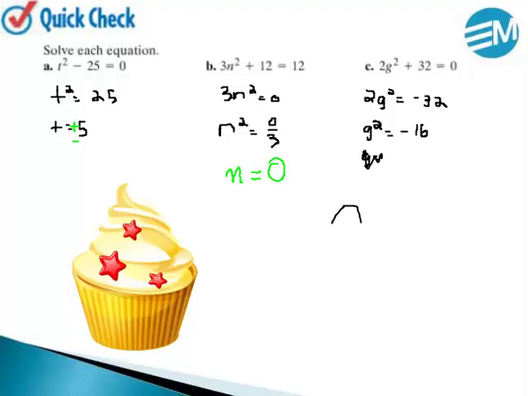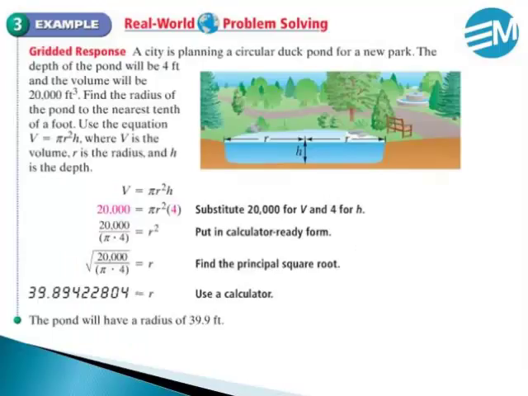Moreover, we can further solve it, but it comes under the topic known as complex numbers, or imaginary numbers. And I don't think it's in your syllabus. Only real numbers are in your syllabus. So we will stop here at x squared equal to negative 16.